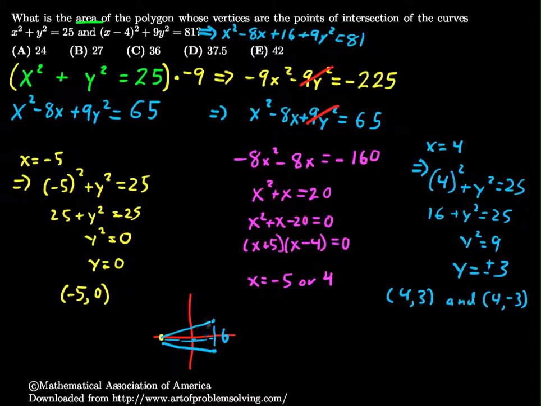goes from -5 up to 4, which is 9, so the area will equal 1/2 times 6 times 9, which is 27, and my answer is B.